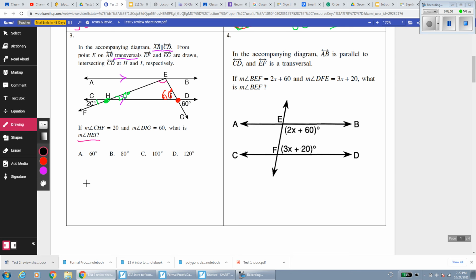Because although we can use those angle relationships, we have a triangle in the diagram. I'm outlining it here in blue so you can see it. We have triangle HED right over here in blue, right in the middle of the diagram. And we know that anytime we have a triangle, the 3 angles of a triangle always add up to 180. So if we know that one angle of the triangle is 20 degrees and one angle of the triangle is 60 degrees, we should be able to figure out the third angle.